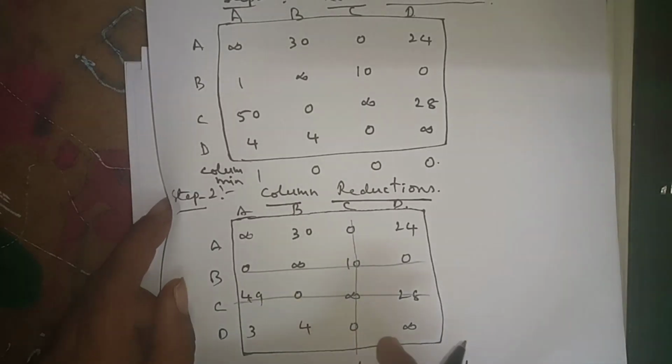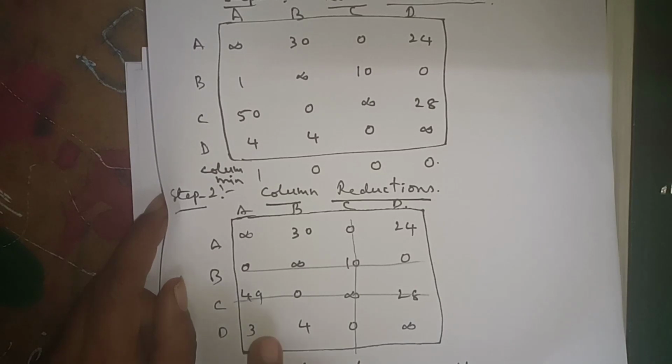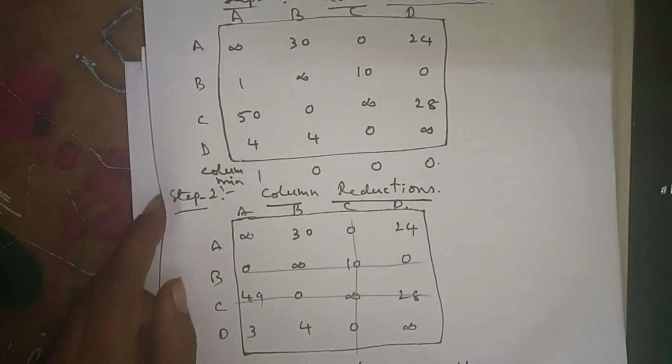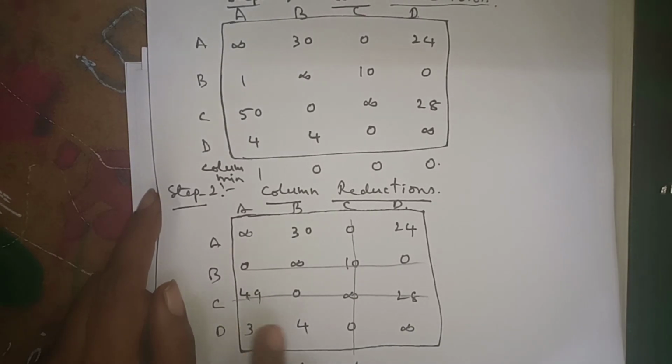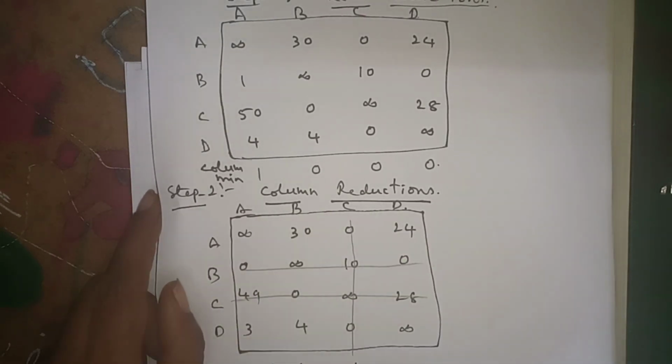What do we have to do with this 3? Subtract 3 from the uncovered elements. Add 3 at the intersection points. What do we have to do with that 3? Subtract 3 from the uncovered elements. Add 3 at the intersection points.